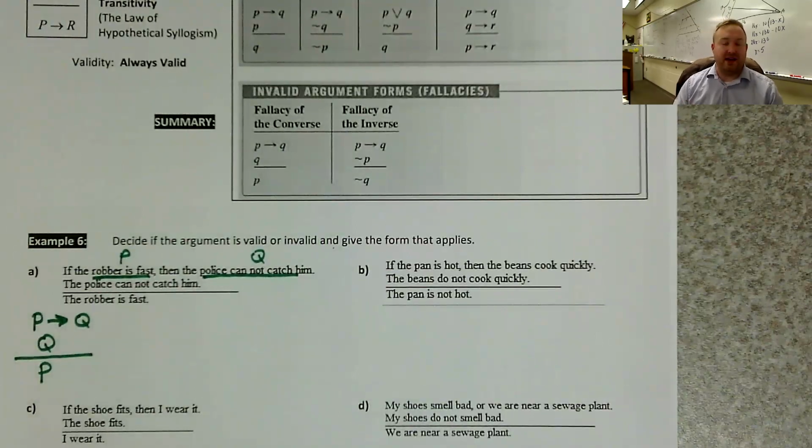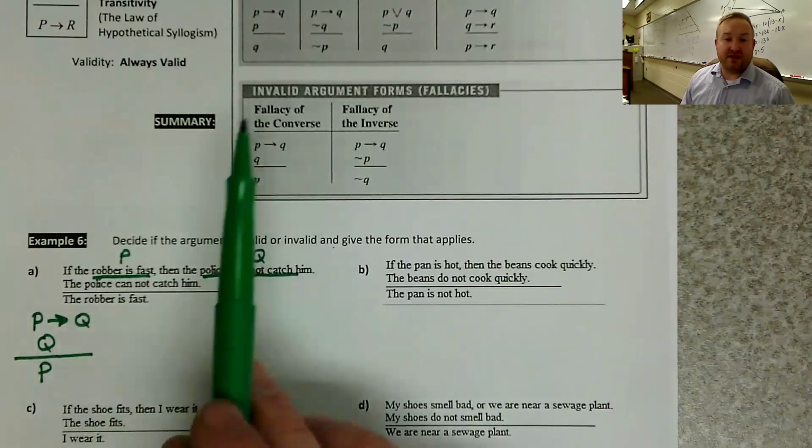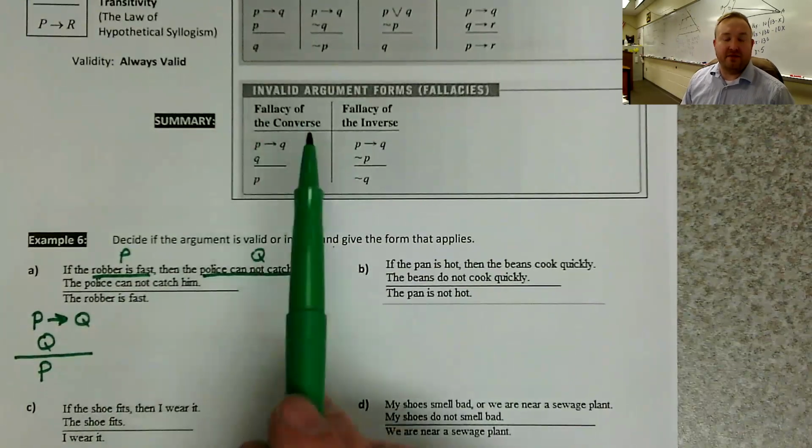I'm not going to write out invalid or valid. I'm not going to write out the name every time because that just makes the video a lot longer. But in your notes, you should go ahead and write that down. So this one is invalid because it fits the pattern of a fallacy of the converse.